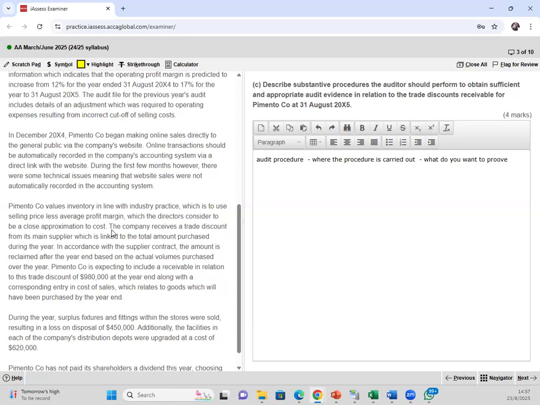The company receives a trade discount from its main supplier, which is linked to the total amount purchased during the year in accordance with the supplier contract. So we are receiving a discount from the suppliers. On the receipt side, we are receiving a discount from the suppliers.